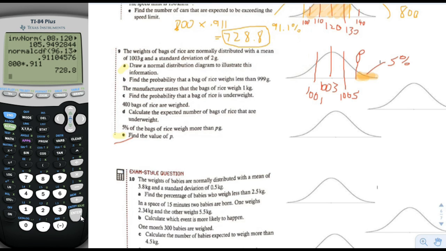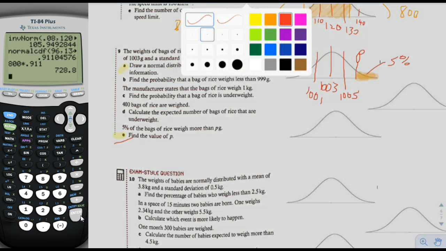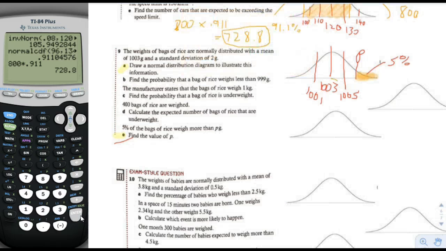Okay. Now, again, remember this is a tricky one because what the calculator wants to know to figure out P, it wants to know a couple things. It wants to know the mean. It wants to know the standard deviation. And last of all, it wants to know the left region, not the right region. And we know the right region. But it's not too hard to figure out the left region from the right region. If we know the right region is 5%, the left region is 95%, also known as 0.95.